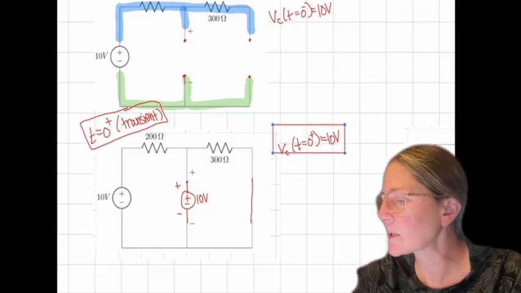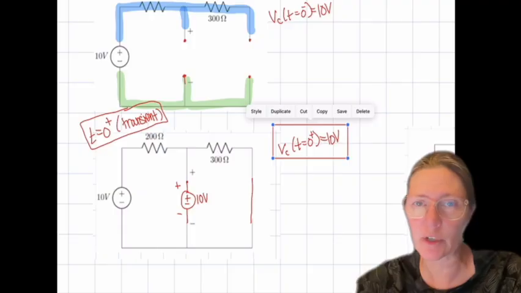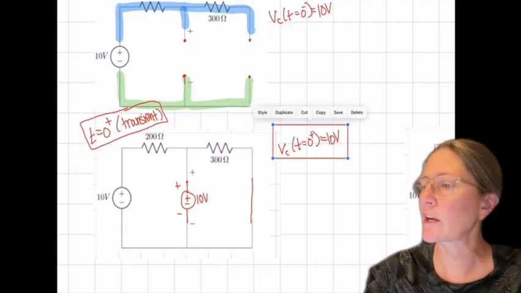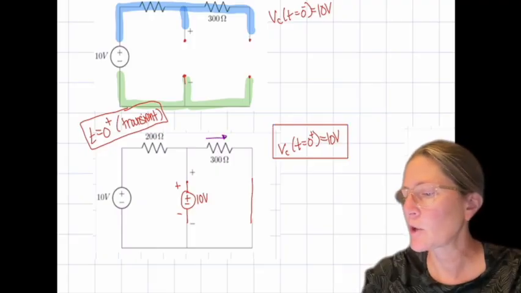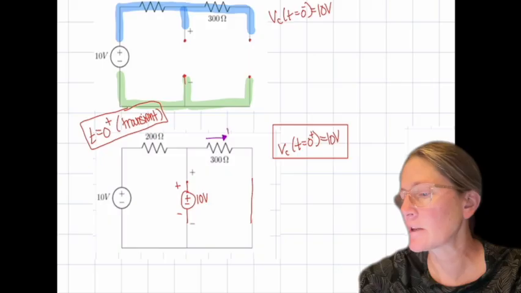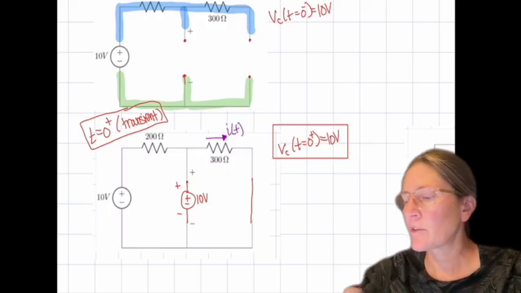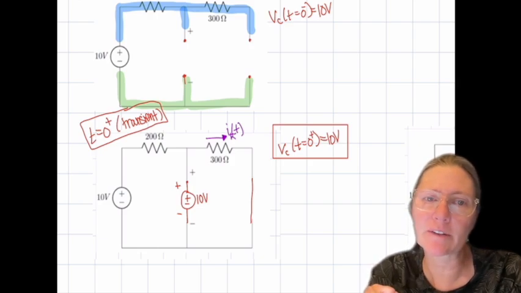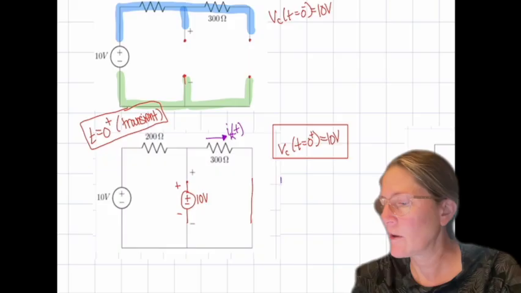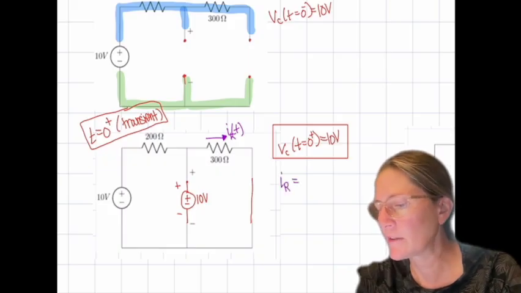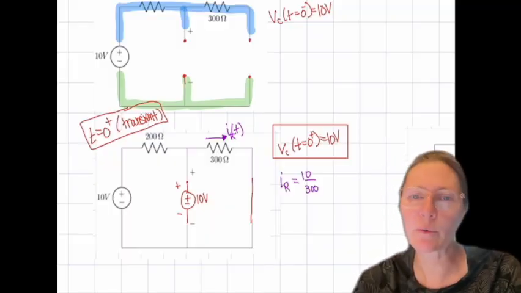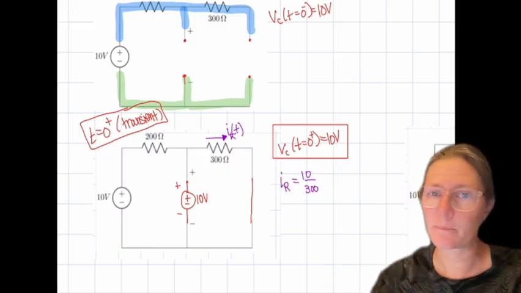If we're trying to find any other variable in the circuit, we would analyze this circuit. For example, if we were trying to find the current expression through this resistor, IR of t, we would analyze this as IR being, in this case, 10 over 300. And this would be our initial value for the IR of t expression.